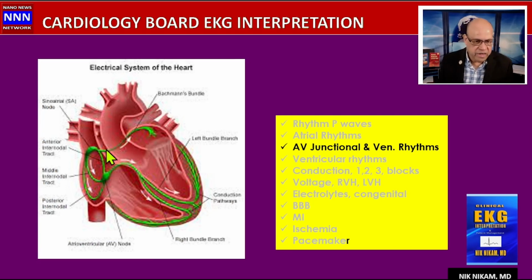In order to understand the origin of these arrhythmias, we need to revisit the electrical system of the heart. And here we have the sinus node, then we have the interatrial branches which connect the sinus node to the AV node. Then we have the bundle of His and the right bundle and the left bundle branches. And here's the Bachmann bundle which supplies the left atrium. Today we are focusing on the AV junctional and ventricular arrhythmias. That means we are talking about the AV node and also possibly the His bundle.